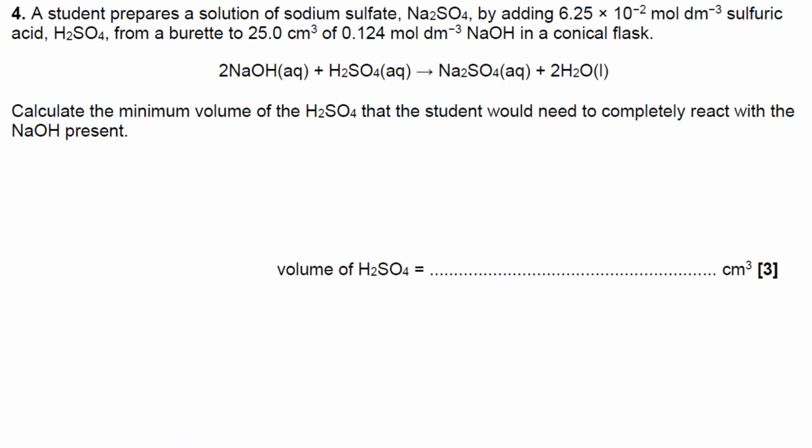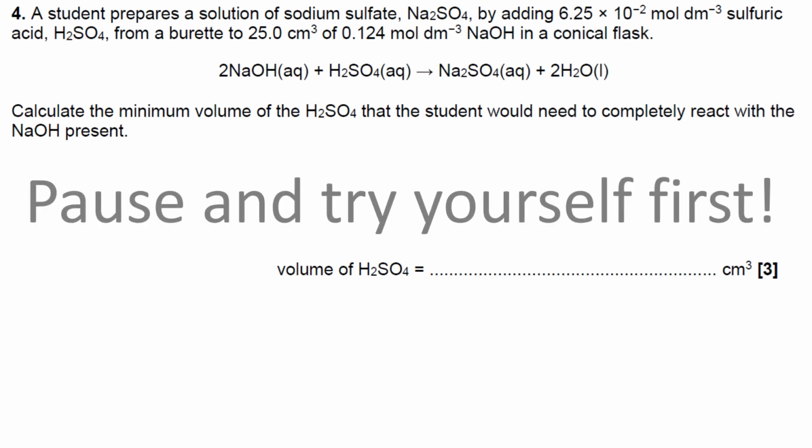So the final bit is another titration type calculation, but this time it's more unstructured. It gives you 3 marks and you have to actually calculate the minimum volume of the H2SO4 that the student would need to completely react with the NaOH present. So why not pause this for a moment and have a go at this yourself.